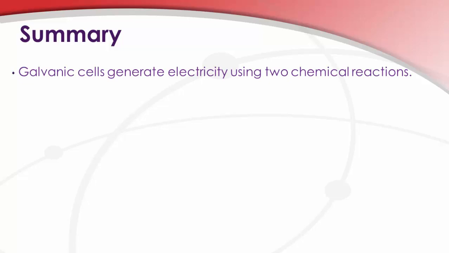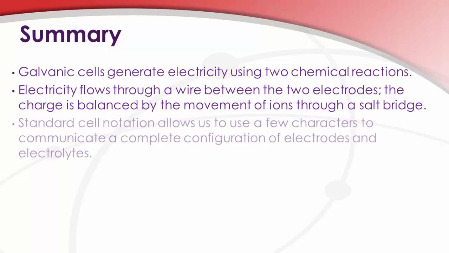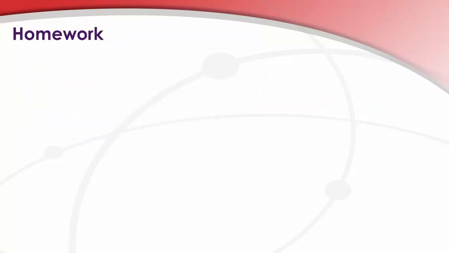Okay, so this was a quick review of galvanic cells and how they generate electricity using two chemical reactions. The electricity flows through a wire between the electrodes, but the charge is balanced by the movement of ions through a salt bridge or a porous disk. We have a standard cell notation that allows us to use a few characters to communicate the configuration of our electrodes and electrolytes. All right, so for your homework, please do the worksheet where you practice designing some of those notations and deciphering those notations, and please read through the notes.